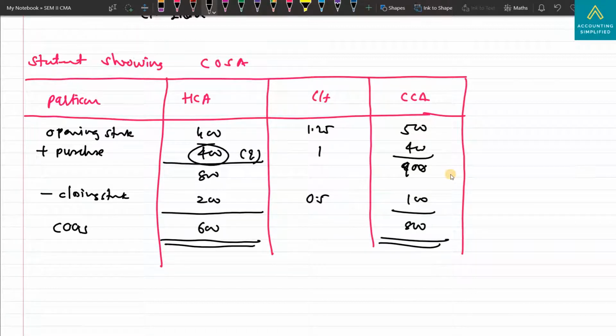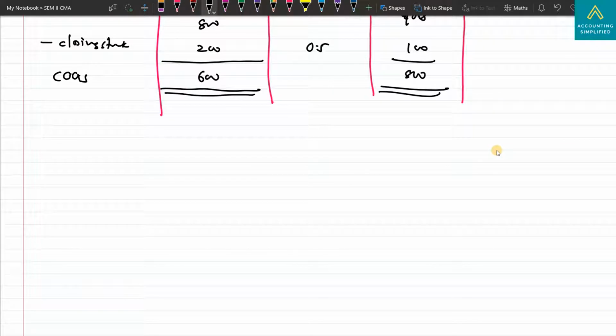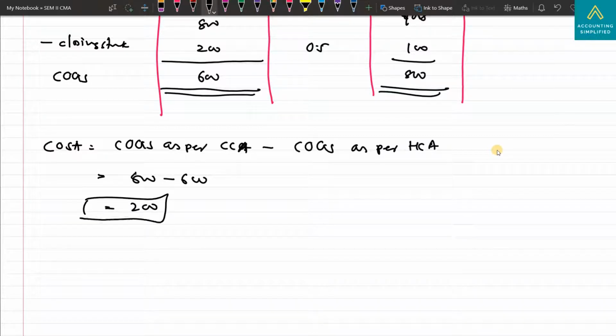I hope you understood this thing. I am going a little bit fast. So COSA is equal to COGS as per CCA minus COGS as per HCA. So 800 minus 600, so COSA is 200. This is the answer, right? So example number 17 we have solved.